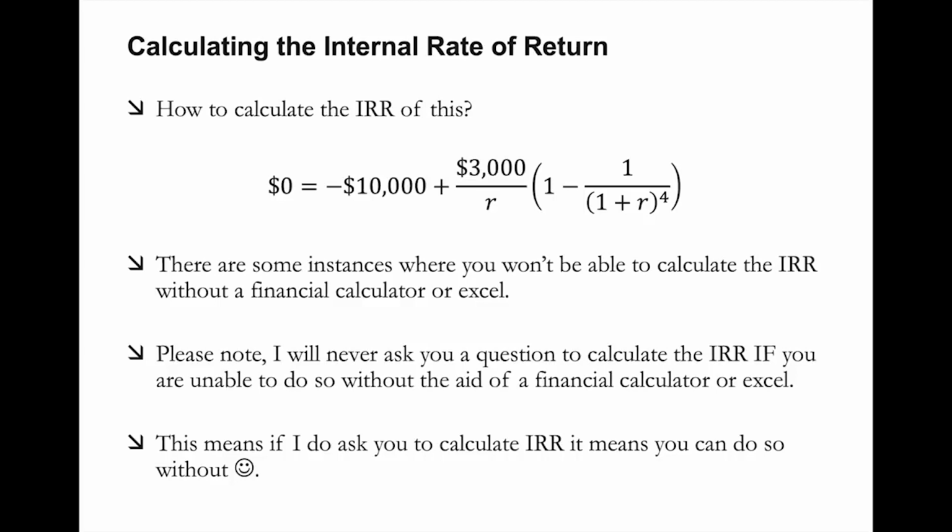If you are asked to calculate the internal rate of return, it means you can do so with a regular calculator. So if I ask you to calculate the internal rate of return for a perpetuity, if you recall the perpetuity formula, you would be able to do that. And so I may ask you questions to calculate the internal rate of return for something like that. But if it's a long string of cash flows, or it's an annuity formula or something of the kind, I'm not going to ask you to calculate the internal rate of return for those kinds of questions.